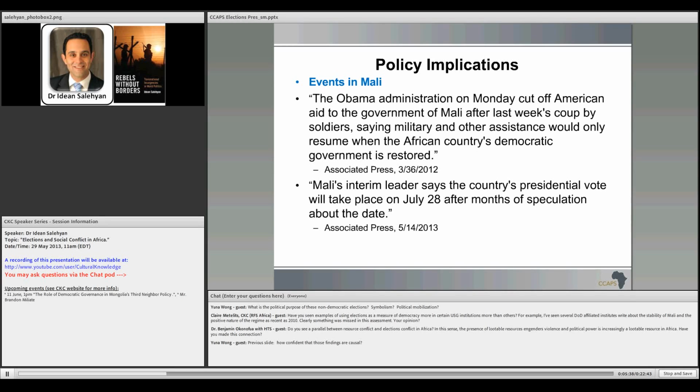In March of last year, there was a coup in which the military overthrew the democratically elected government of Mali over their handling of the insurgency. And subsequently, the United States and many of our Western allies cut off aid to the government, saying that assistance would only resume when the country's democratic government is restored. So that's there in the first quote.